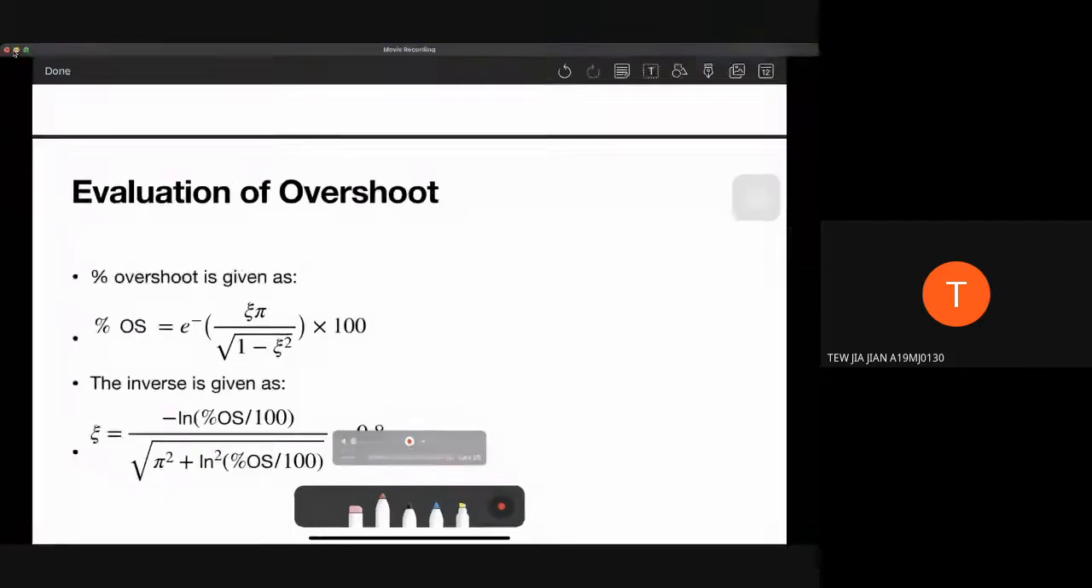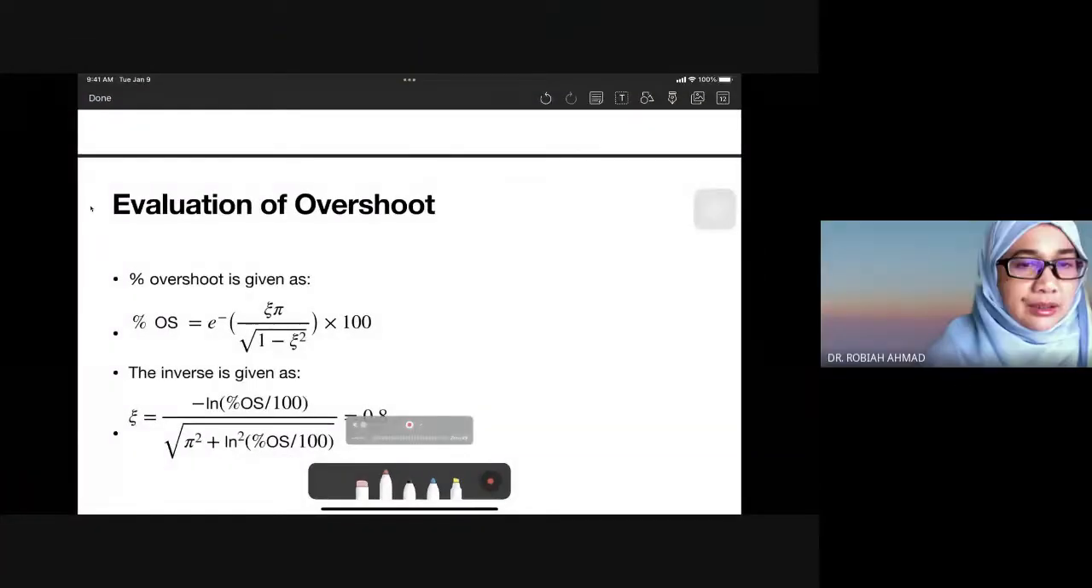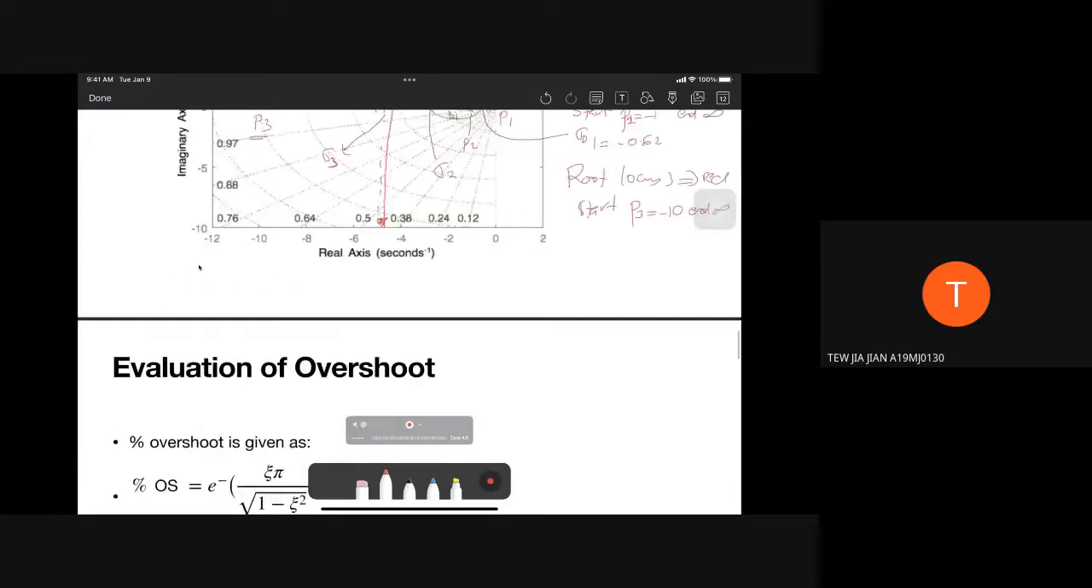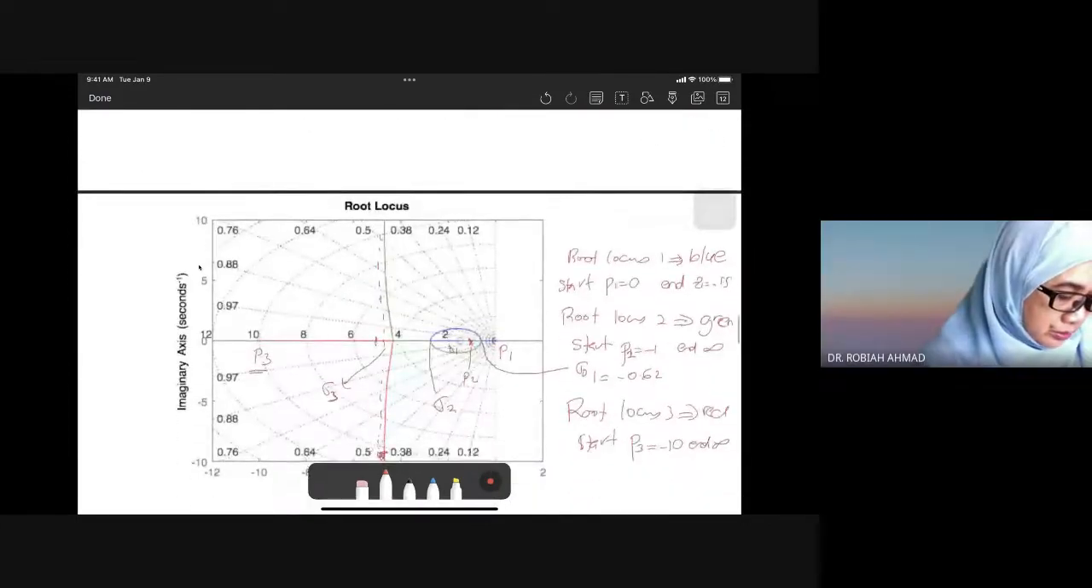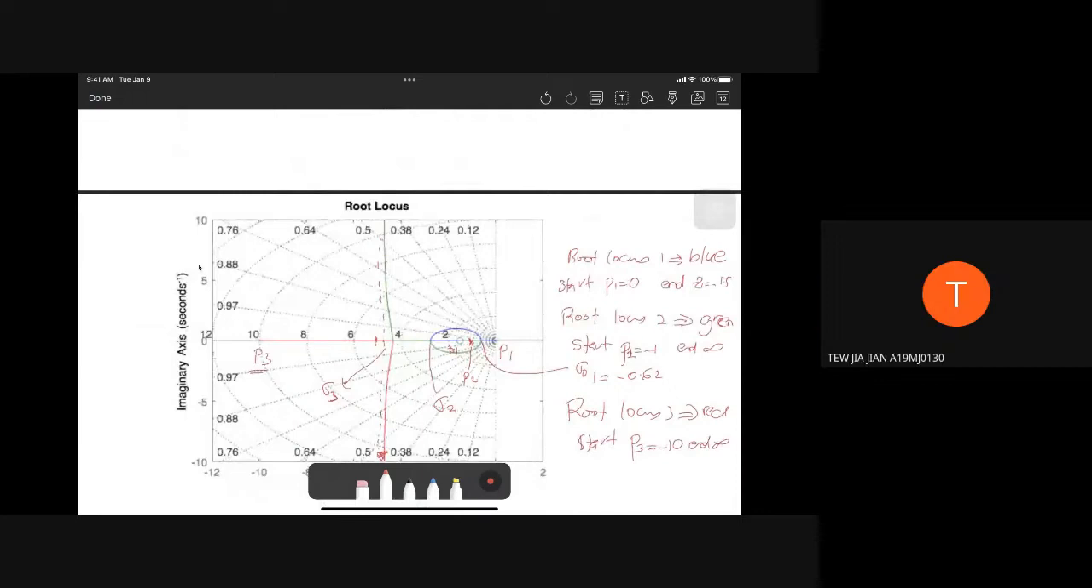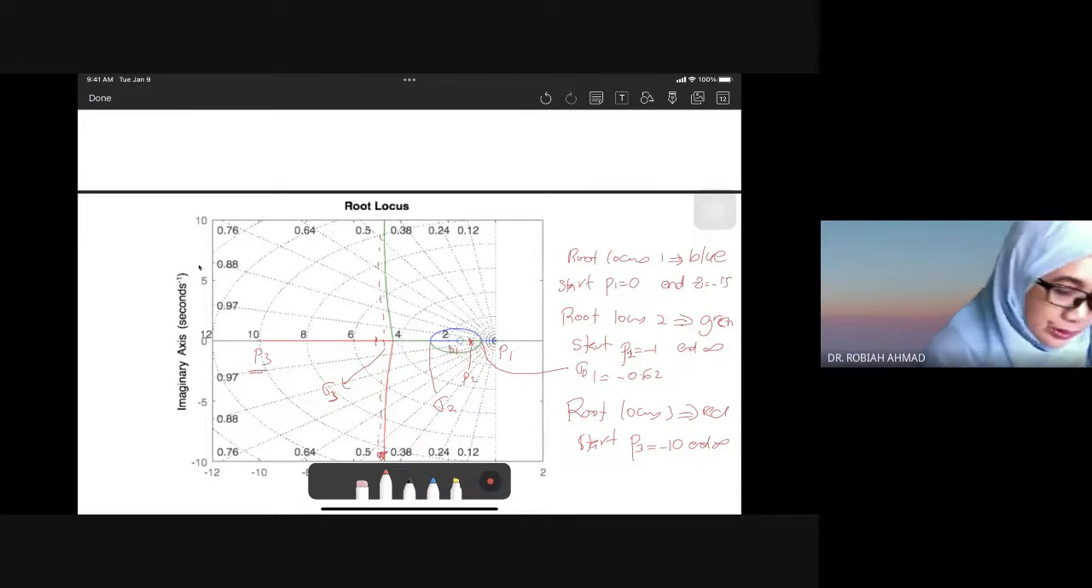Circling the 0. Actually, yes, which one? The blue one, the green one, the red one? The blue one and the green one. Okay. The blue one is root locus number 1. Okay, which point is it?